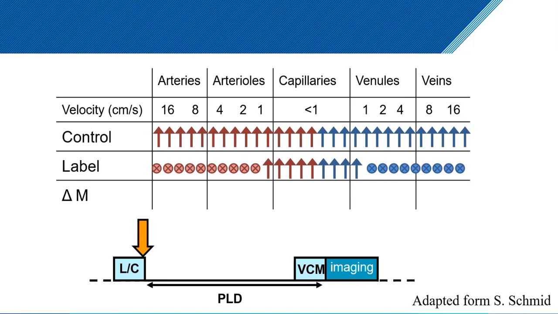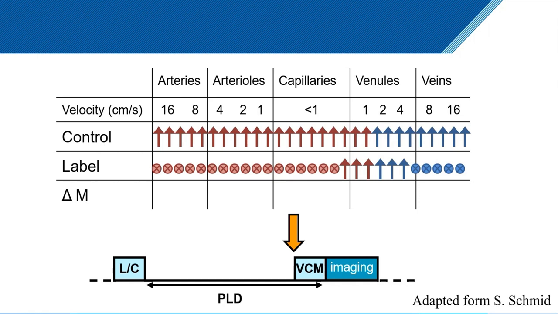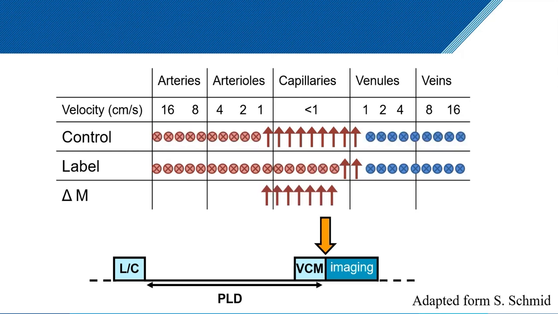Then we wait a little bit for the spins to move, so middle of the PLD, end of the PLD, you now see that the labeled spins have moved into capillaries, but we also still see that there's a difference here in the veins. So then we apply a vascular crushing module in both the control and the label case, resulting in a signal difference, especially around the capillaries. So that's nice for fMRI, that we're sensitive to capillaries.